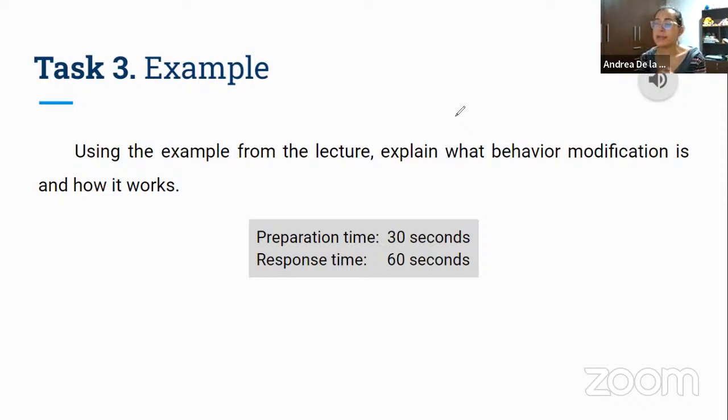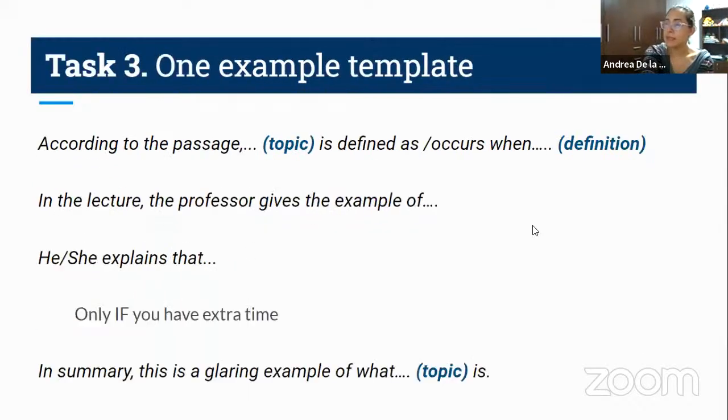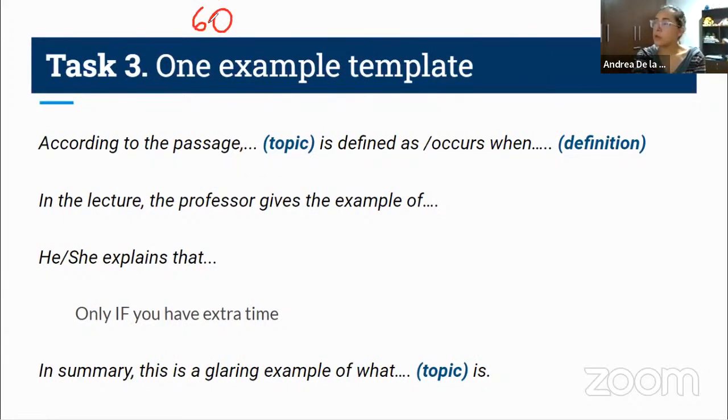Now, what exactly do you guys have to do for this question? We are going to be using a template. This is a template. And remember that we have 60 seconds to speak. So during these 60 seconds, during the first 10 seconds, only 10, you guys will have a short introduction.